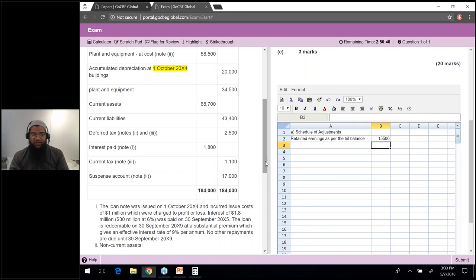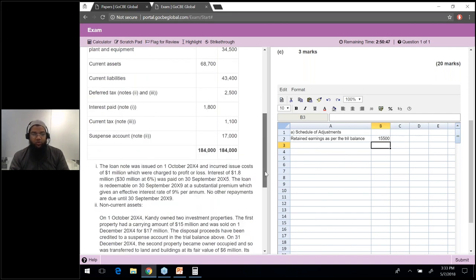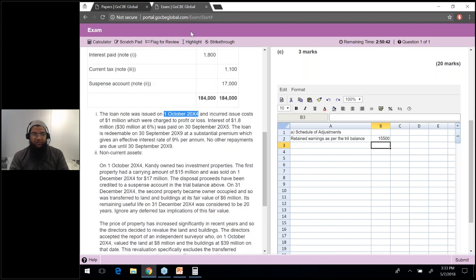Okay, now we are reading the adjustments. The question says that the loan note was issued on 1st October 20x4 and incurred issue cost of $1 million, which means that the issue cost, the transaction cost, needs to be deducted from the loan notes, which were charged to profit or loss. The question has mistakenly charged the issue cost to P&L. Interest of 1.8 million was paid on 30th September 20x5, which is also given in the trial balance.